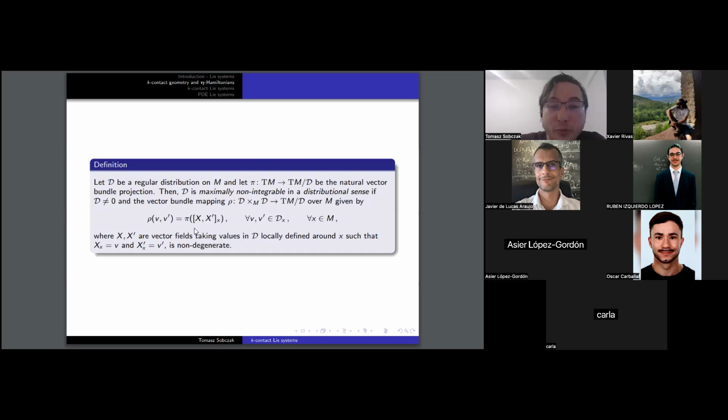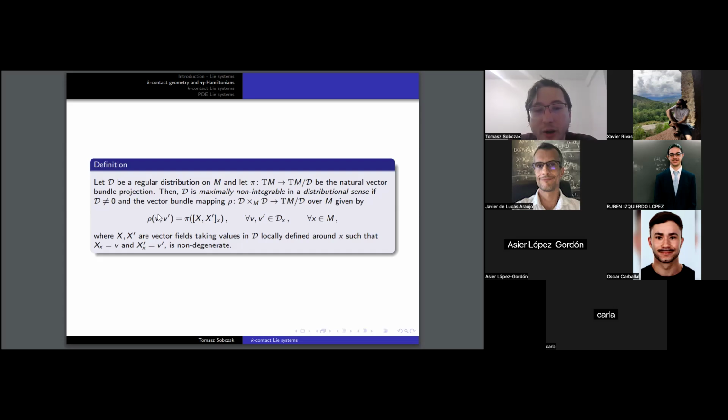And if we want D to be maximally non-integrable, we want those projections to be non-degenerate, because we are just taking the commutator of two vector fields that take values in D, and we project them on this quotient space. And if we have something non-degenerate, we can say that our D is maximally non-integrable.